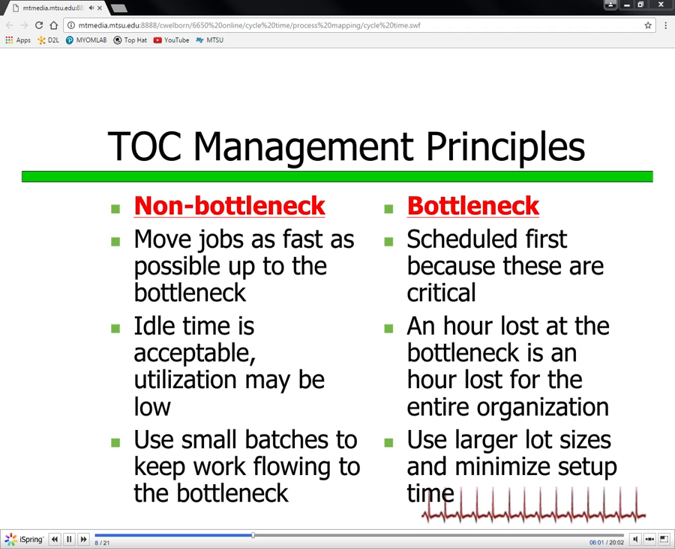Use larger lot sizes and minimize setup time. So this is kind of the opposite of what we see in lean and just in time. This one's saying use a larger lot size, process more work at once. That's farther away from one-piece flow or continuous flow, but you're doing that to try to minimize setup time. So anything we can do to maximize that time, anything we can do to minimize downtime is what we need to do at the bottleneck. We've got to really focus at the bottleneck step and figure out how do we speed that step up, even if it comes at the detriment of some of the non-bottleneck steps.